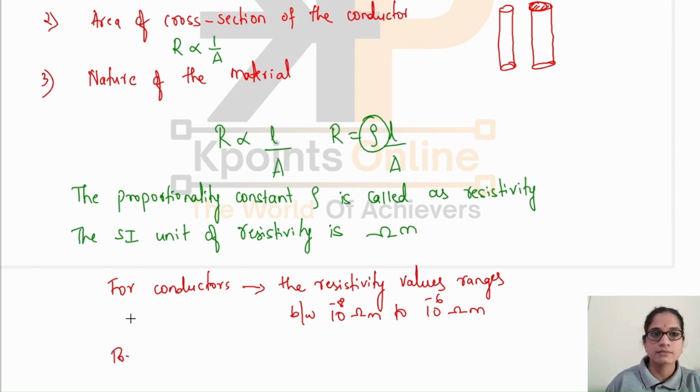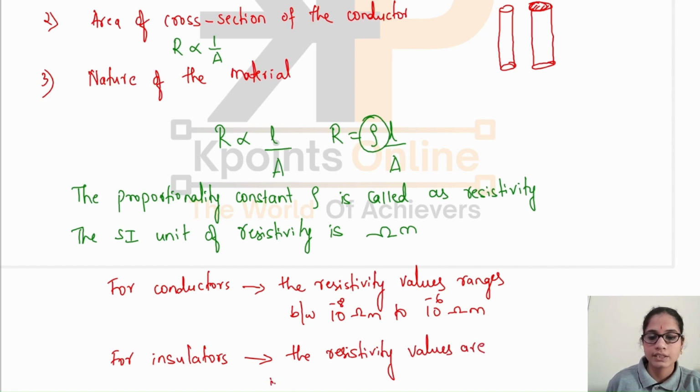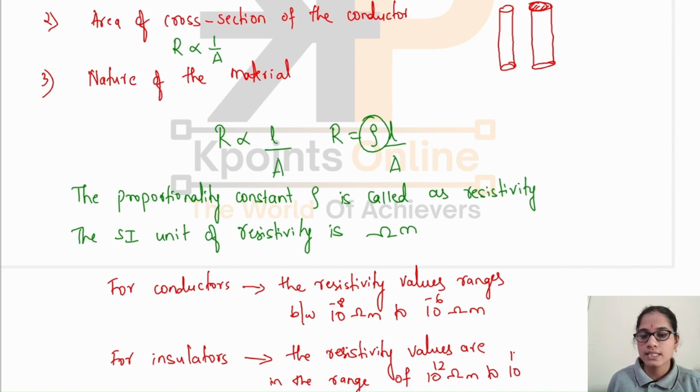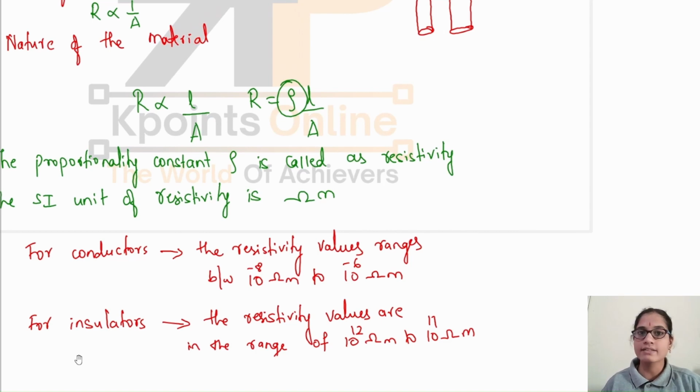For insulators, the resistivity values are in the range of 10 raised to 12 ohm meter to 10 raised to 17 ohm meter. Means insulators offer high resistance to the flow of electric current as they have high resistivities. Higher the resistivity, lower is the flow of electric current. Lesser the resistivity, more is the flow of electric current.